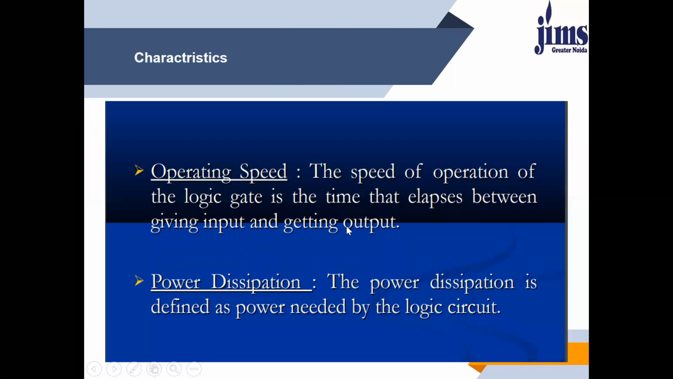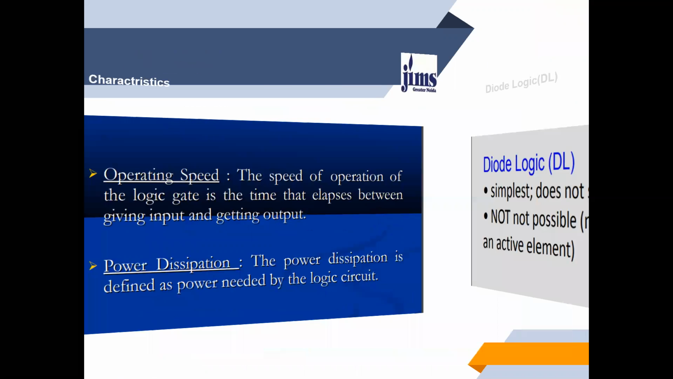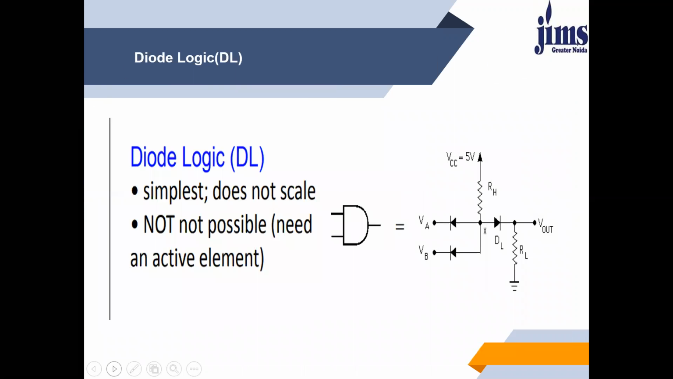Operating speed is the speed of operation of a logic gate. It is defined in terms of the time that elapses between giving input and getting output. Power dissipation is the power needed by the logic circuit. So these are a few characteristics we use to define gates. Now let's talk about the diode logic.